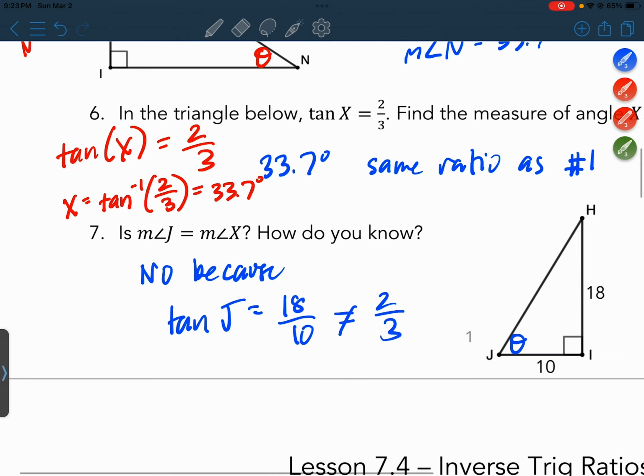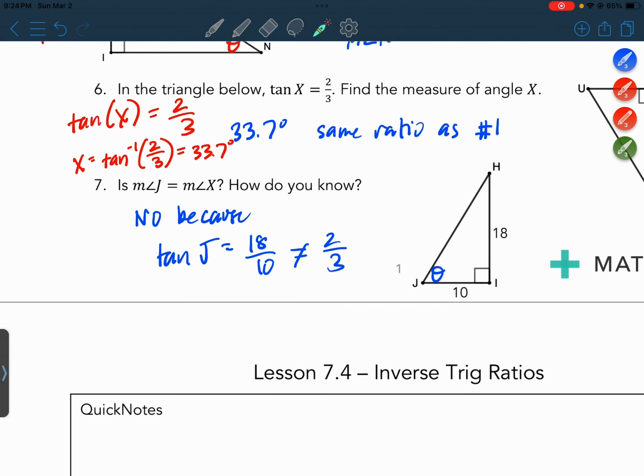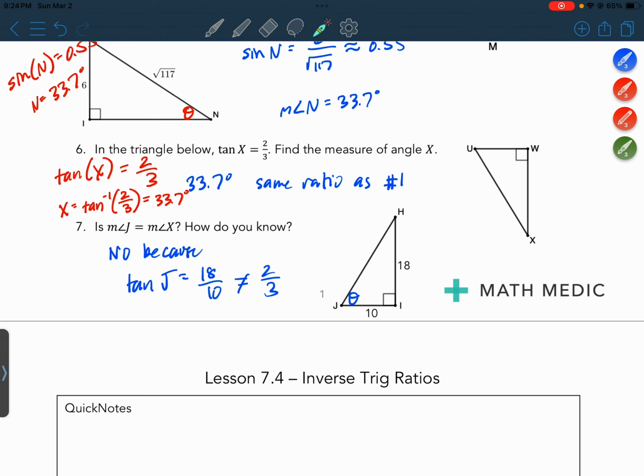Right? So pretty cool stuff, right? If you know the ratio, tell the calculator and it'll tell you the angle. All right. So our last question wanted to know if angle J was the same as angle X. Now we would argue that they're not the same because these triangles aren't similar.